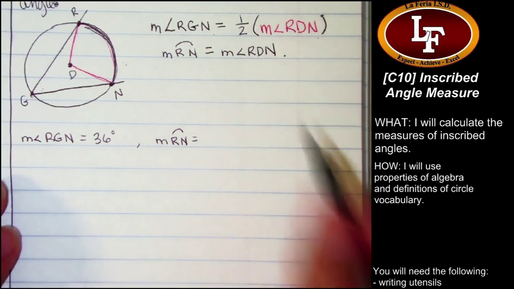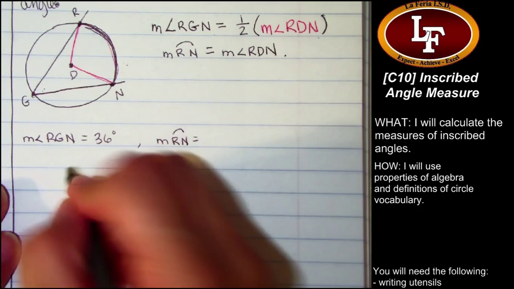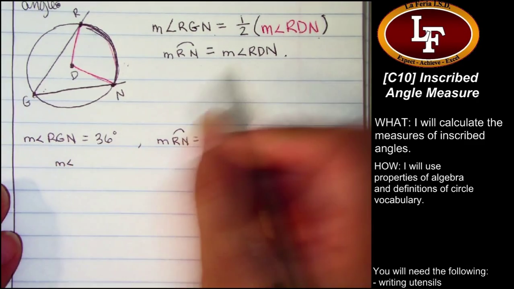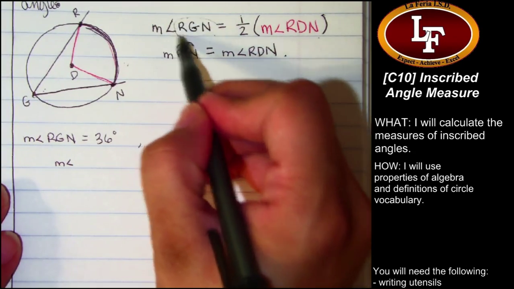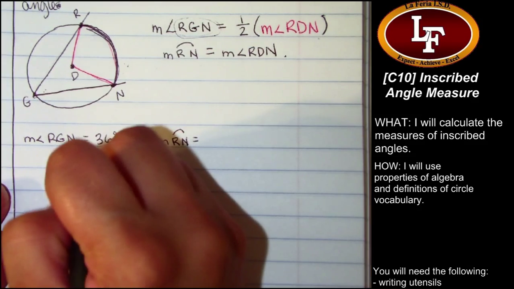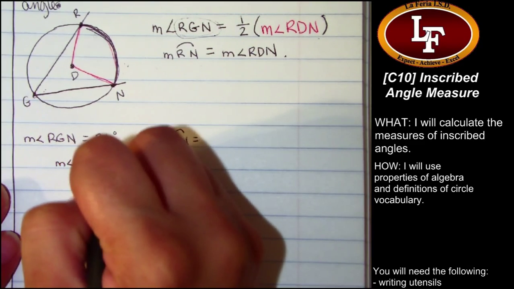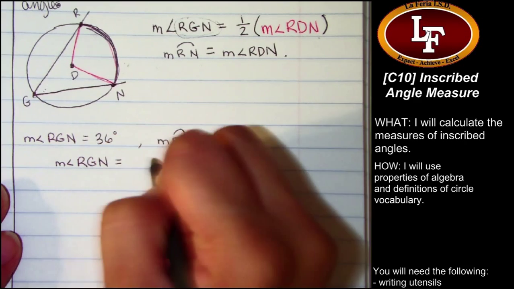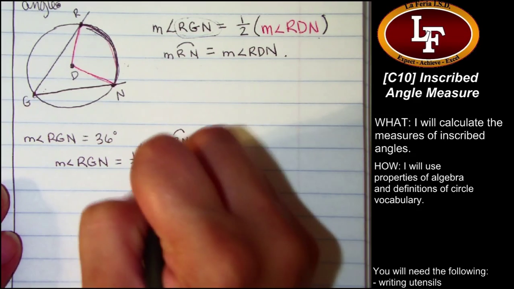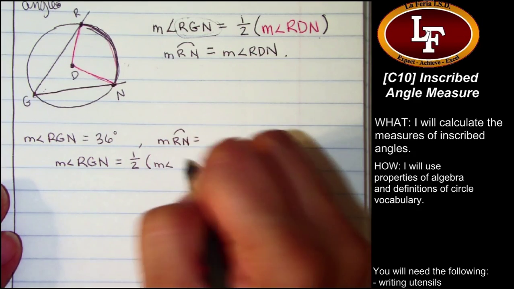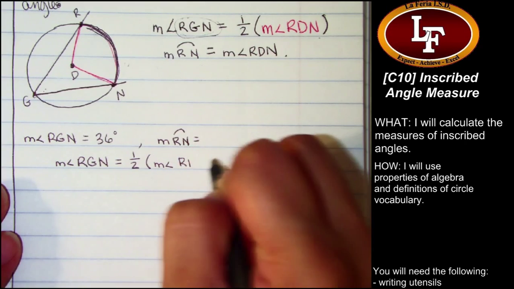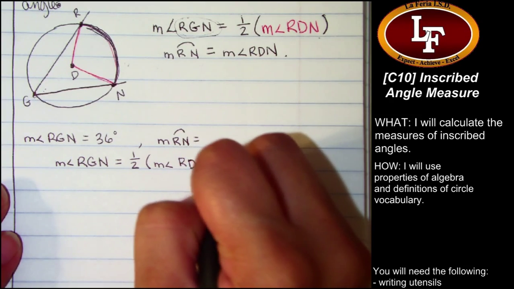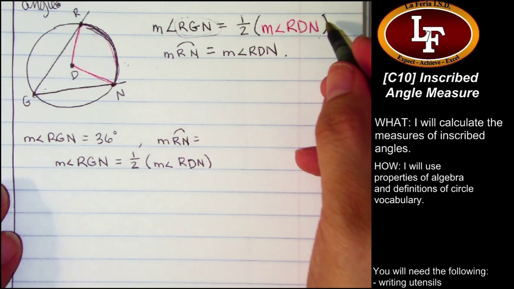So let's go ahead and rewrite our formula so that we have it. Remember that we're replacing this with the name of whatever angle it is that we happen to have. So in this case, it's angle RGN. It could be some other letters of whatever angle that we have. So there's me writing the formula. I just copied it from here.